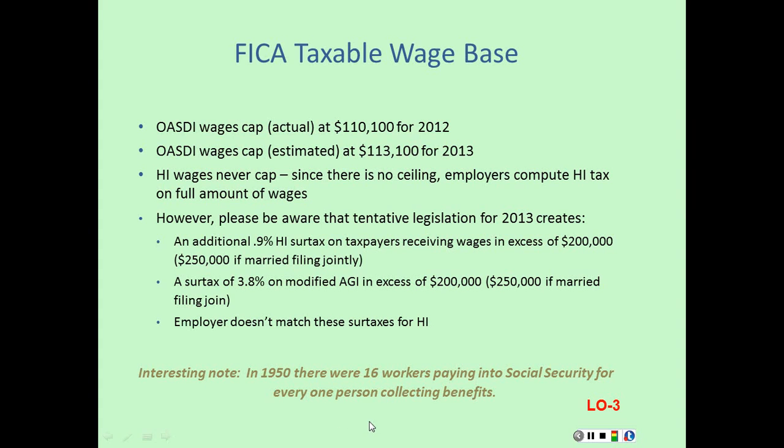They're tossing in this interesting note. In 1950, there were only 16 workers paying into Social Security for every one person collecting benefits. When it first started, you can go back when that number was really high, like 40 workers for everyone getting benefits. And you've heard this before, but if we go into the future 15 years, some people are projecting 2 workers for everyone collecting benefits.